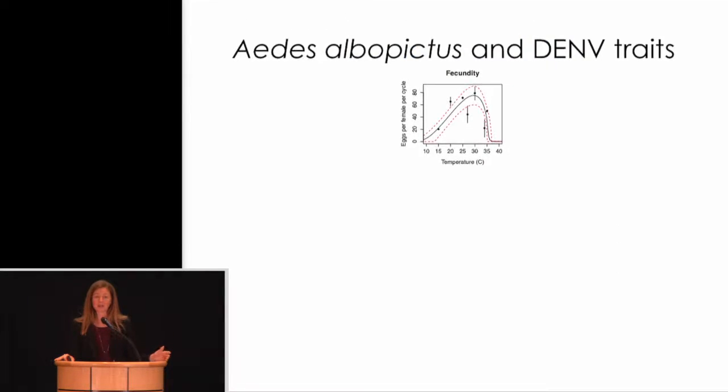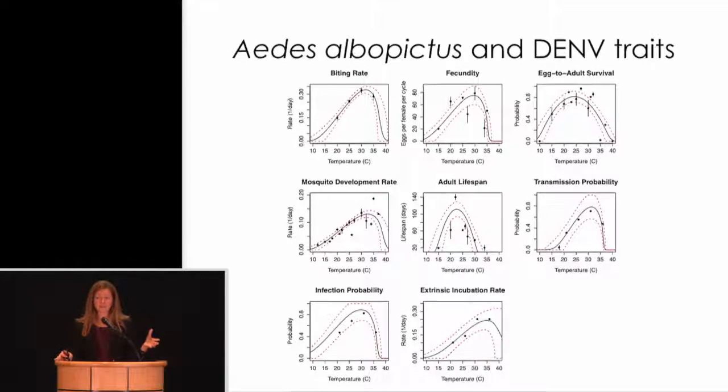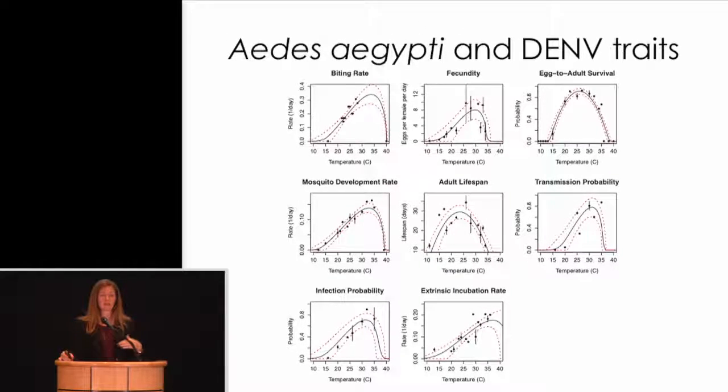So this is an example of what our results look like. This is Aedes albopictus fecundity as a function of temperature measured in the lab, and we see exactly that hump-shaped response that we would predict from ecological theory. I'm not going to go through each of these traits, but what you can see is that they all have that hump-shaped thermal response, exactly as we would expect. Aedes aegypti basically does the same thing. You have these hump-shaped thermal responses that we can easily measure from lab data.